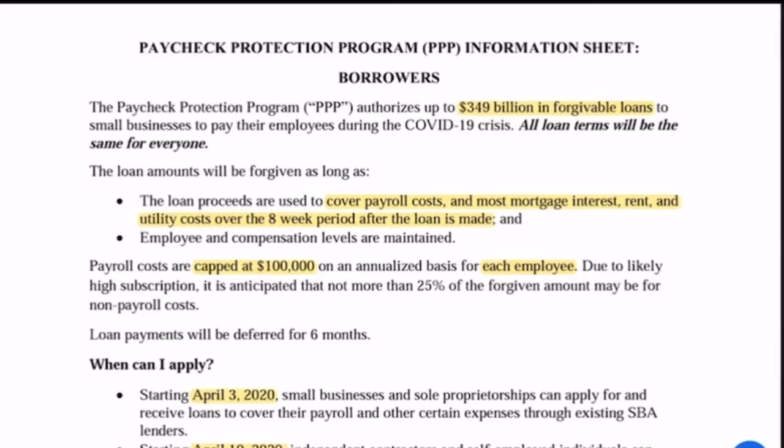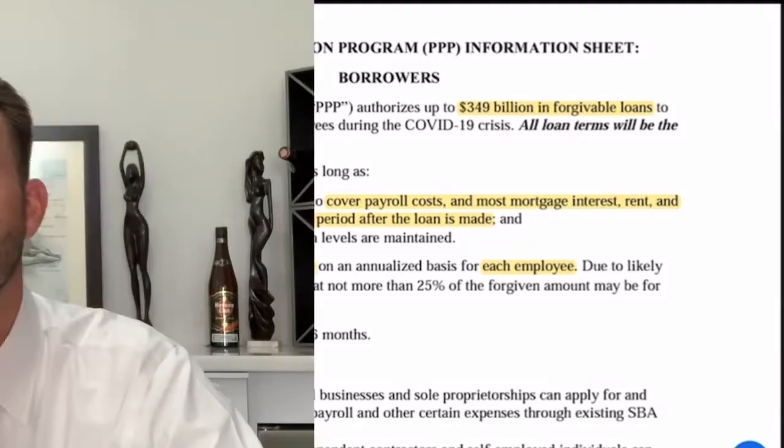Now highlighted are a couple of key points so you can follow along a little bit easier. It's a $349 billion loan that can be forgiven if you meet certain requirements. We'll be going over those soon. Now, this is $349 billion. It's first come, first serve. So once it's gone, it's gone. Also, everyone that applies for this loan is basically in the same boat as far as terms of the loan. It's 1% at a 2-year time frame.